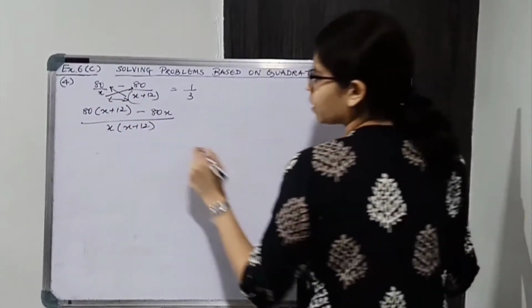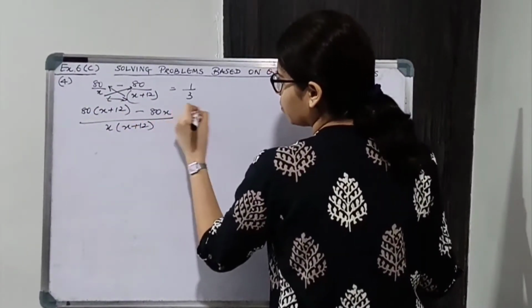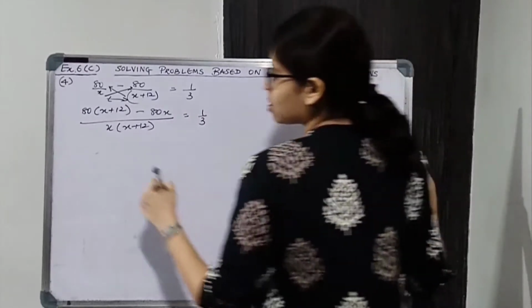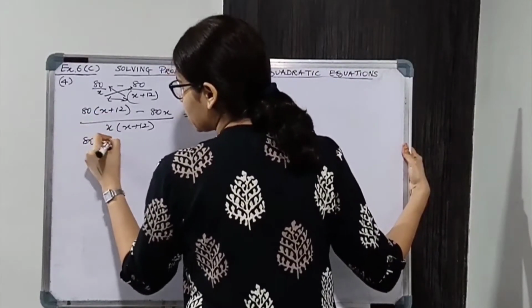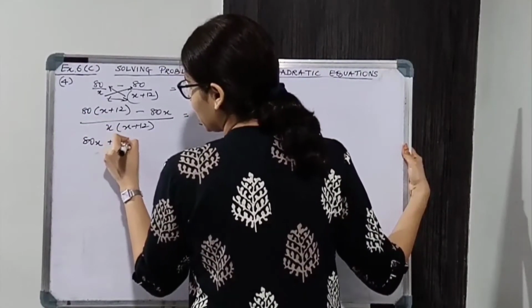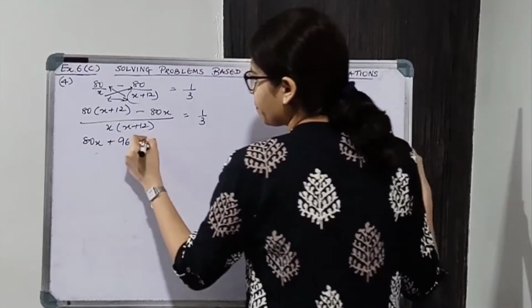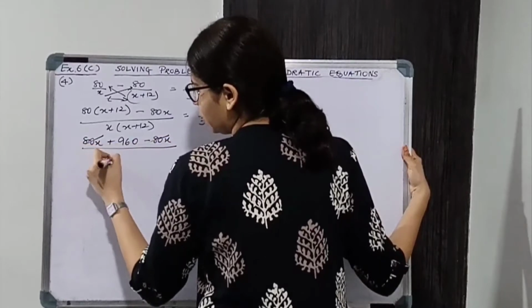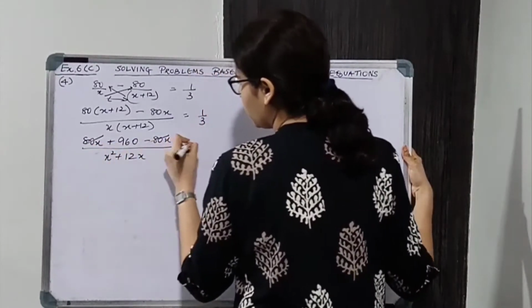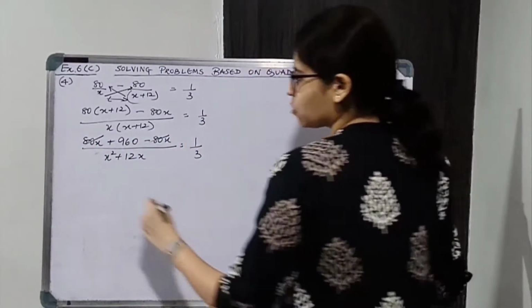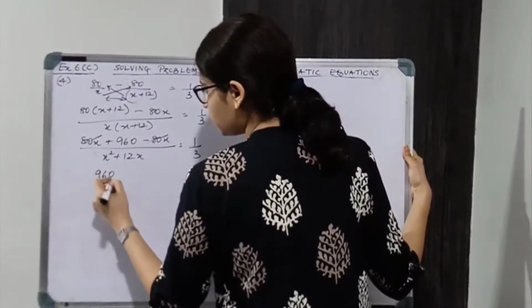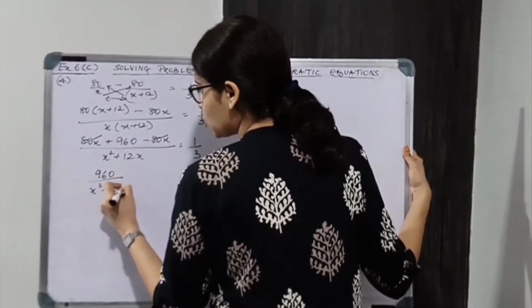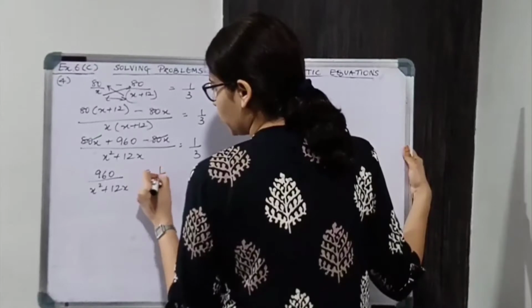Okay, so RHS will remain as it is. Now opening the brackets, 80x plus 80 into 12, 960 हो जाएगा. Okay, minus 80x, plus minus cancel हो जाएगा. Here we'll get x square plus 12x is equal to 1/3. So 960 upon x square plus 12x is equal to 1/3.